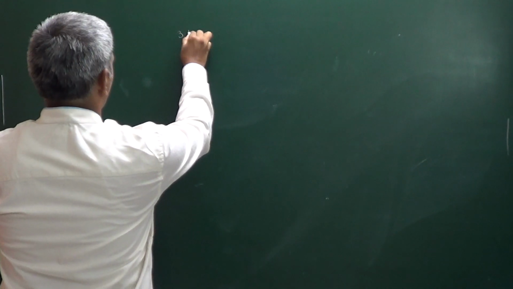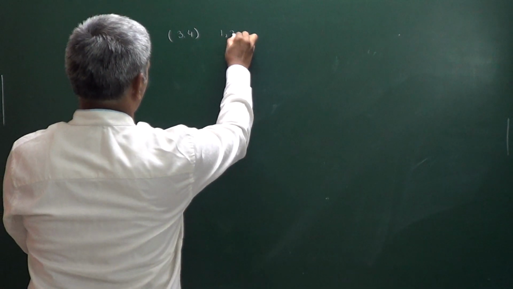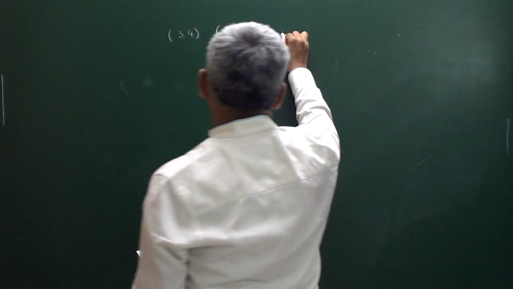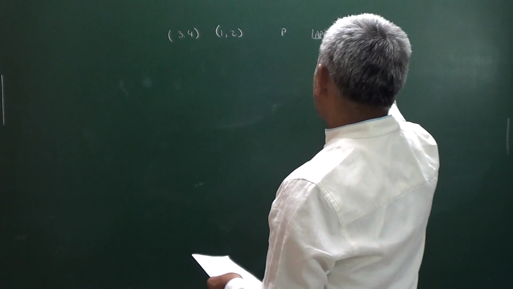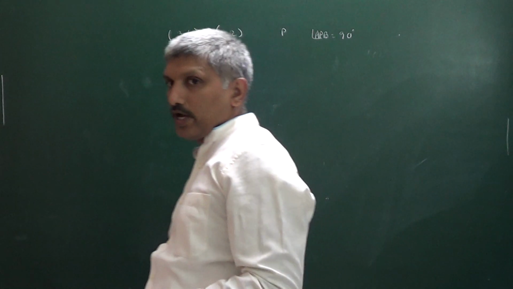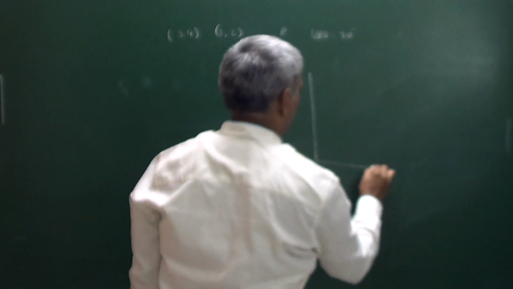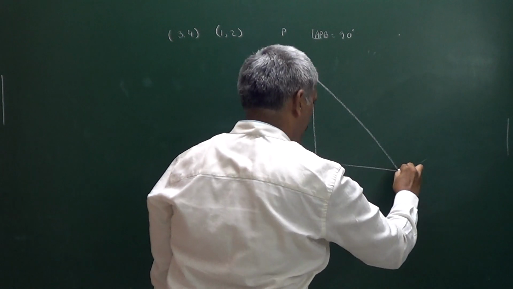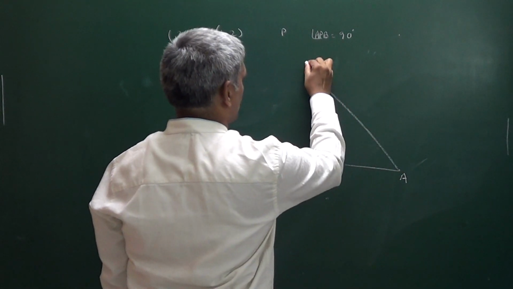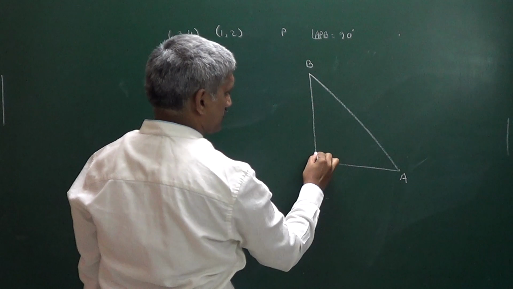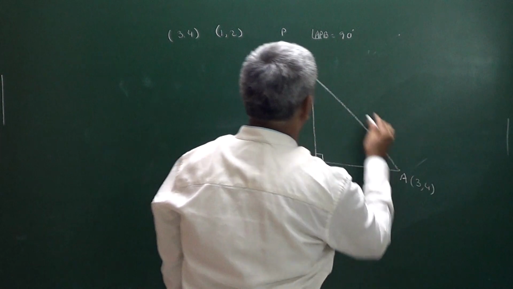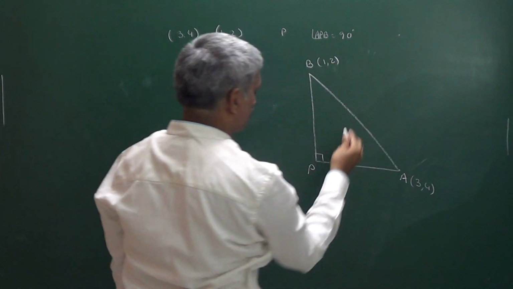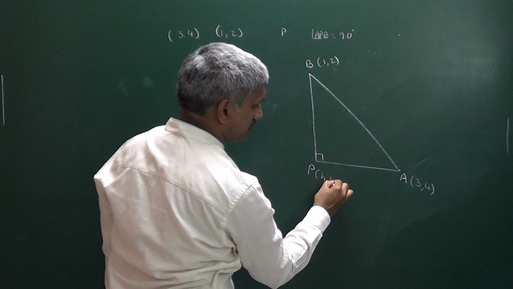3, 4, 1, 2. P is a point such that angle APB is equal to 90 degrees. That is the information given to us. So this point is A and this point is B. Here this angle is given as 90 degrees. Let us say this point is (3, 4) and this point is (1, 2), and we can take this one as (h, k).